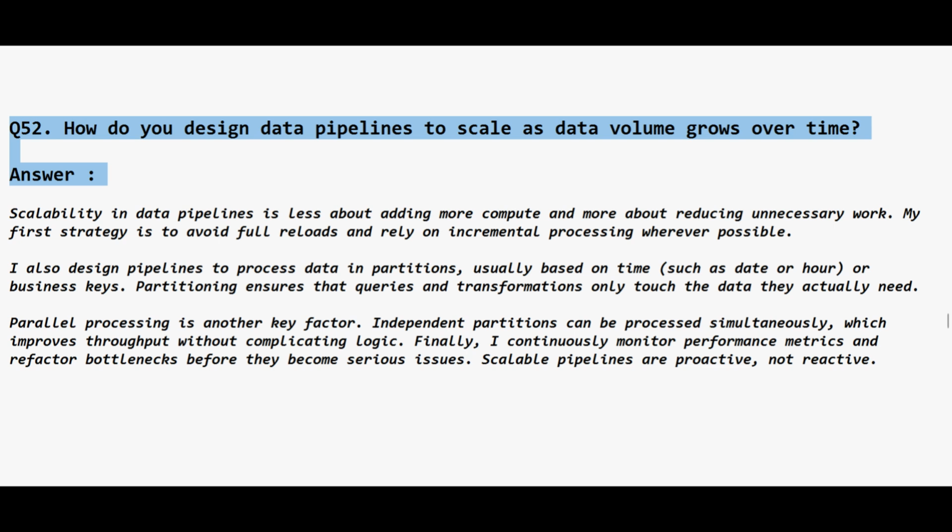Parallel processing is another key factor. Independent partitions can be processed simultaneously, which improves throughput without complicating logic. Finally, I continuously monitor performance metrics and refactor bottlenecks before they become serious issues. Scalable pipelines are proactive, not reactive.